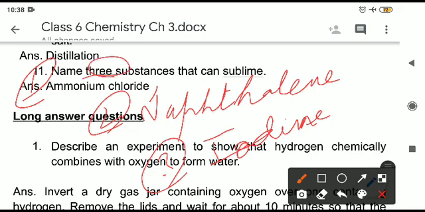Because in the question they have asked for three substances, and only one is typed there. So all three you will write: ammonium chloride, naphthalene, iodine. One more I will tell: camphor, C-A-M-P-H-O-R. Four I have told now. Any three you can write in the answer.